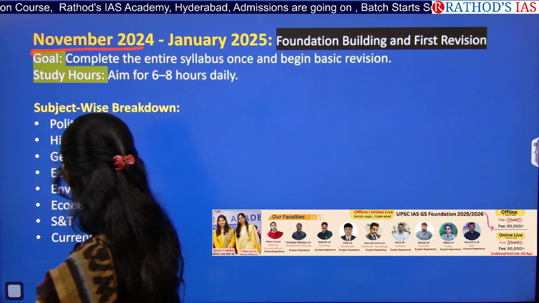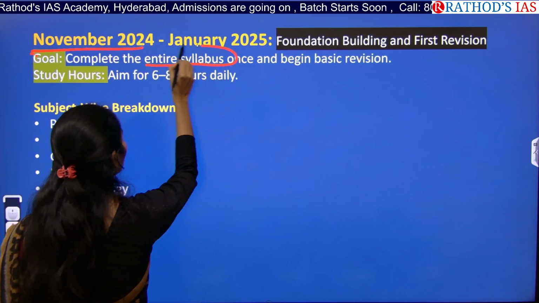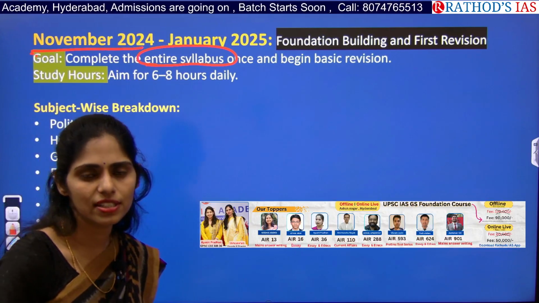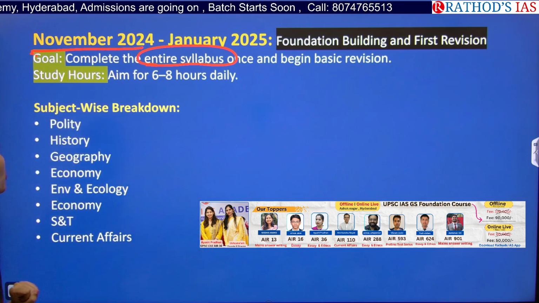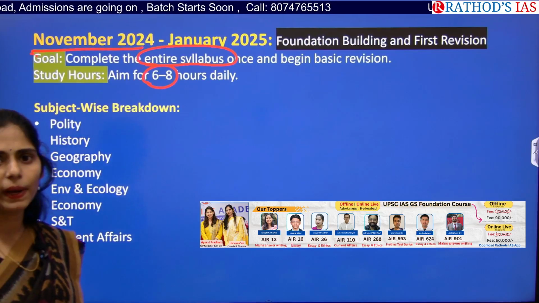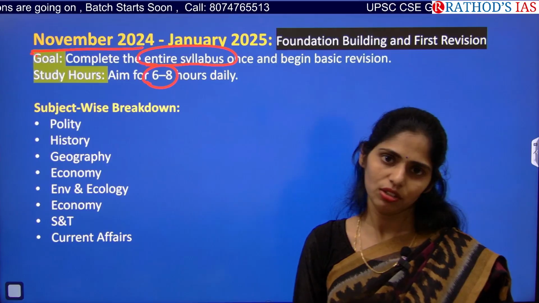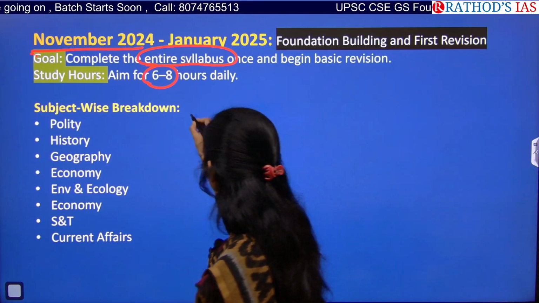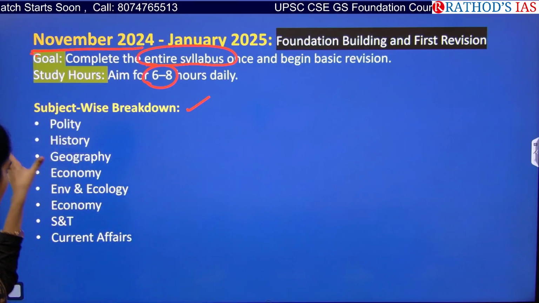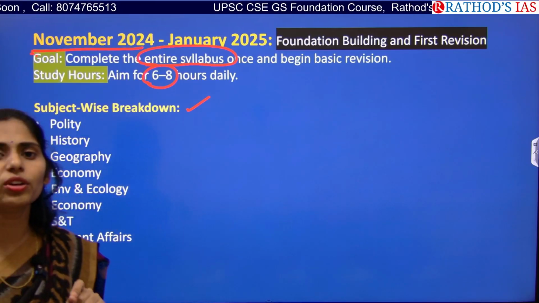So here the goal of this first phase is you have to complete your entire syllabus once and start your first phase of revision. Every day, apart from your coaching classes, try to spend 6 to 8 hours every day till your January 2025. What you have to focus on here is building the foundation of the 6 basic subjects and current affairs. I will tell you the sources you have to follow.